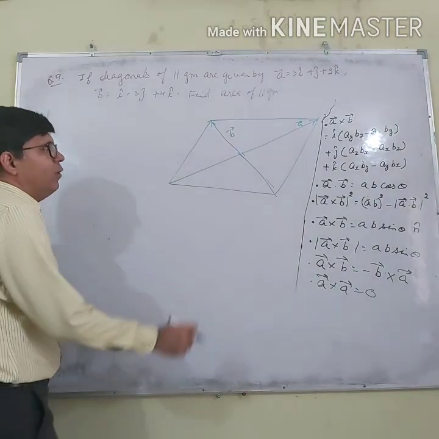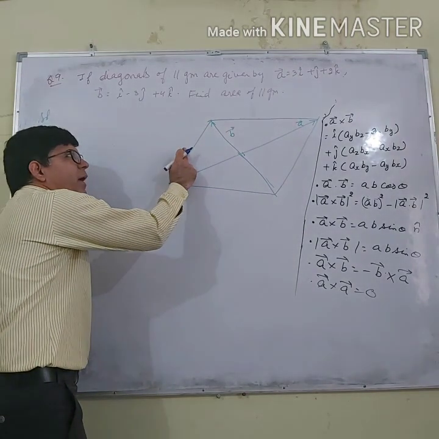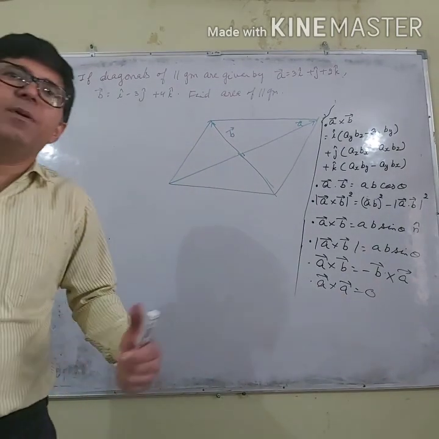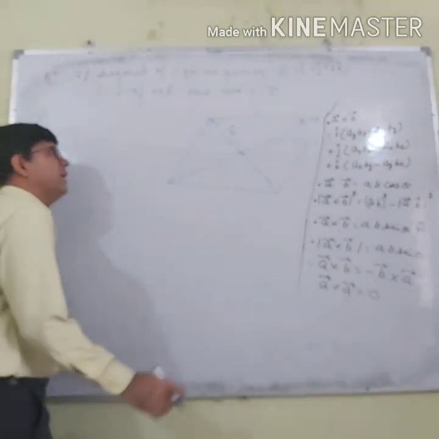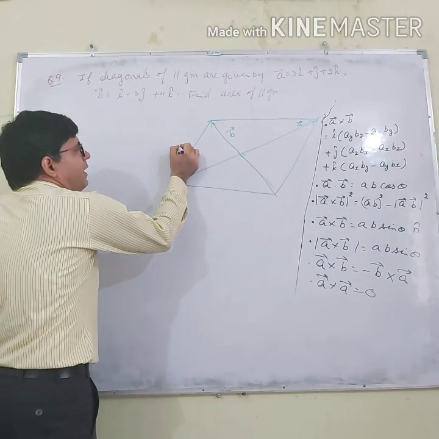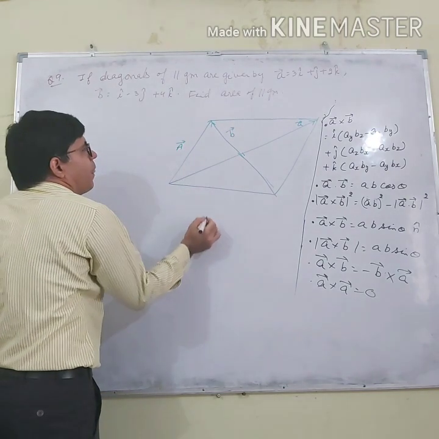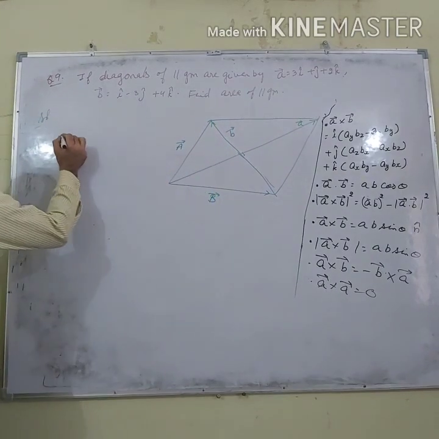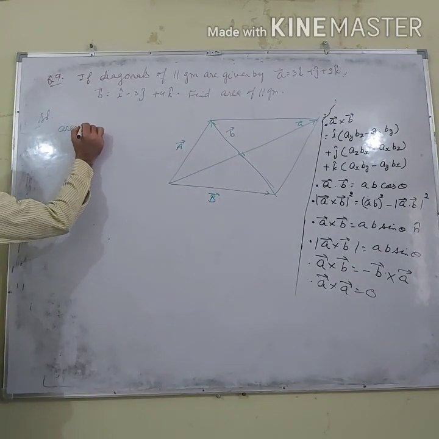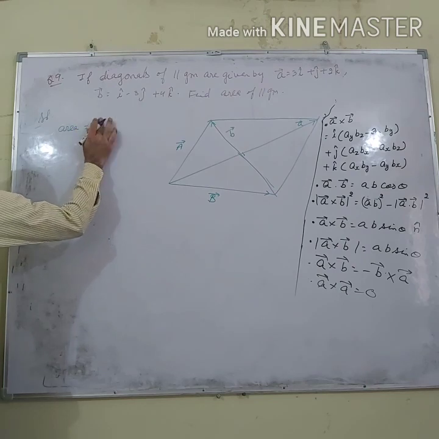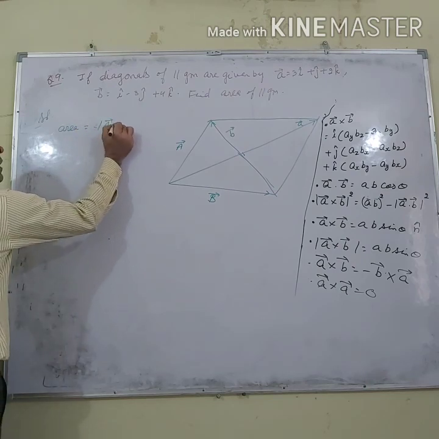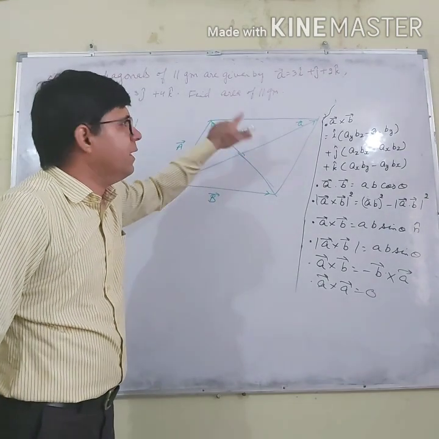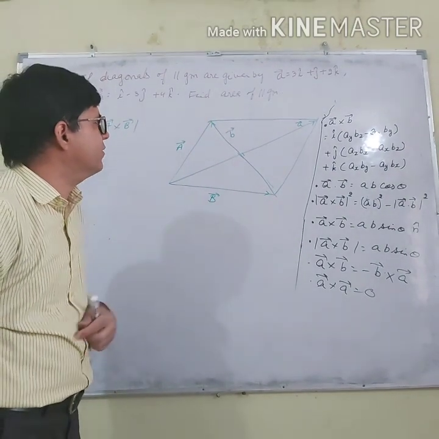I know that the area of a parallelogram is equal to the magnitude of the cross product of the vectors which are representing the adjacent sides of the parallelogram. So let me name, let us say this is vector a and this is vector b. If I say so, then what is the area of the parallelogram? The formula is magnitude of a cross b. But here I am not having a and b. I am having just vector A and vector B. How can I find this?